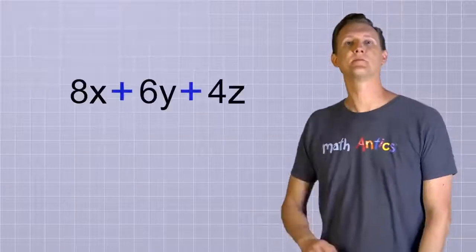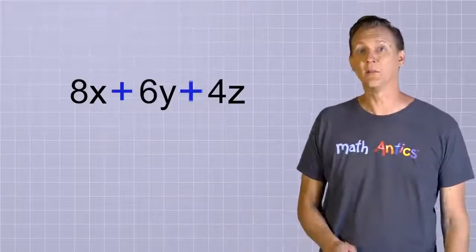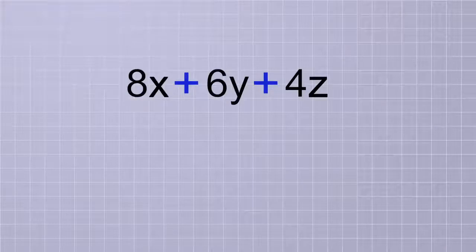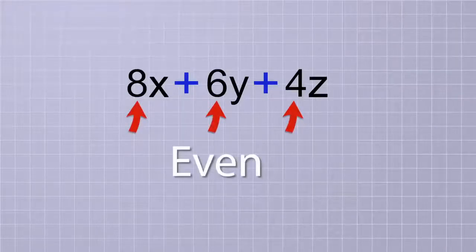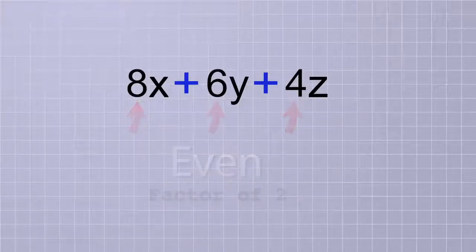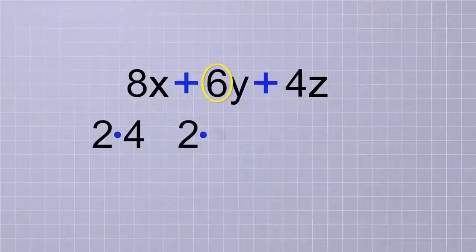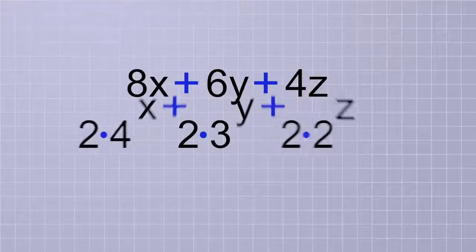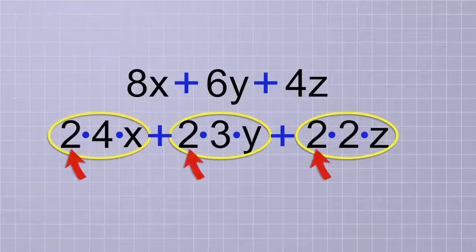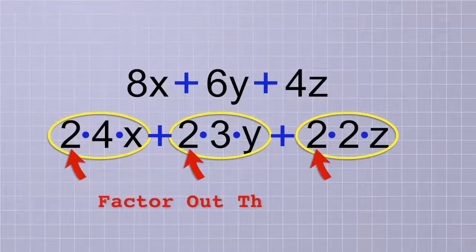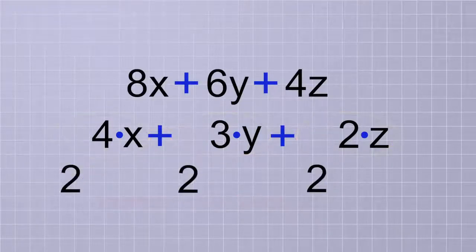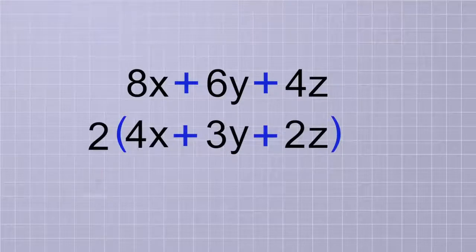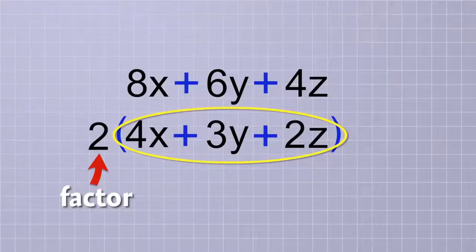And it works in cases where it's not quite so obvious too. For example, look at this polynomial, 8x plus 6y plus 4z. Notice that each of the number parts of this polynomial is an even number, which means it contains a factor of 2. 8 is 2 times 4, 6 is 2 times 3, and 4 is 2 times 2. So each of these terms has a common factor of 2, and that means that if we want to, we can factor out that 2. We can apply the distributive property in reverse. We remove the 2 from each term and consolidate it to form a single factor that's multiplied by the whole polynomial at once.